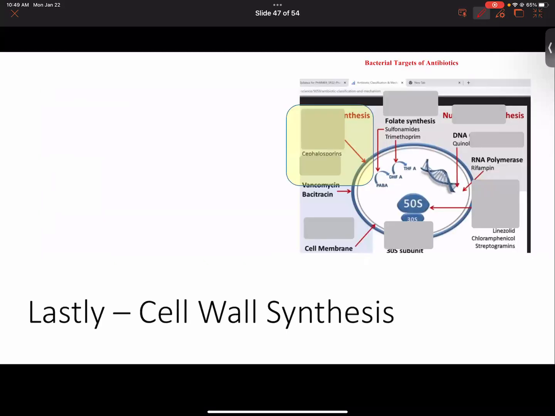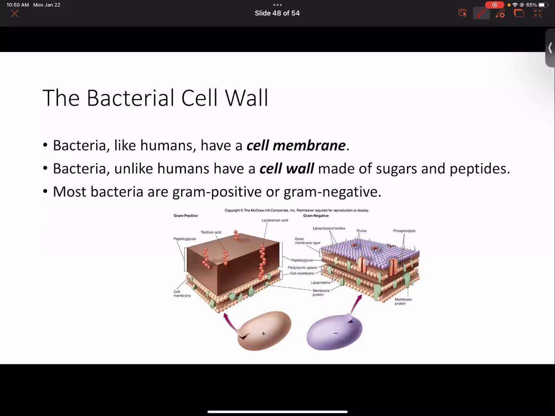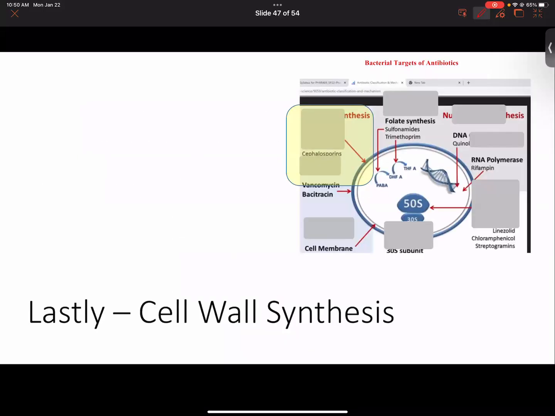Oh, geez. Cell wall. I always run out of time at the cell wall, Dr. Lewis. I don't know. That means class is over. Oops. We'll pick it up here on Wednesday.